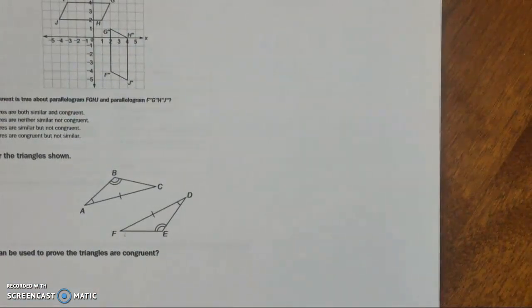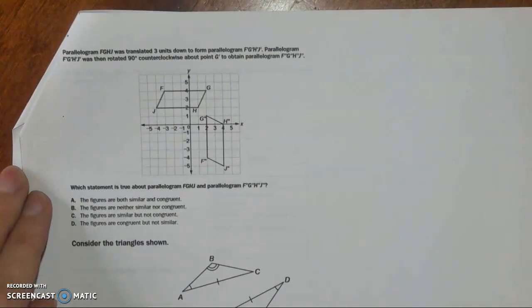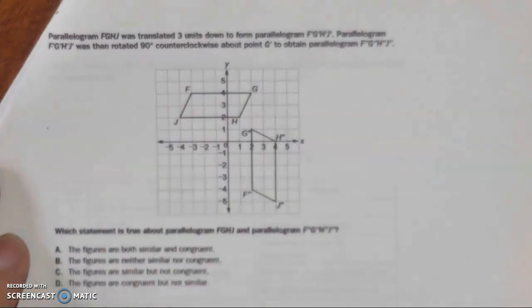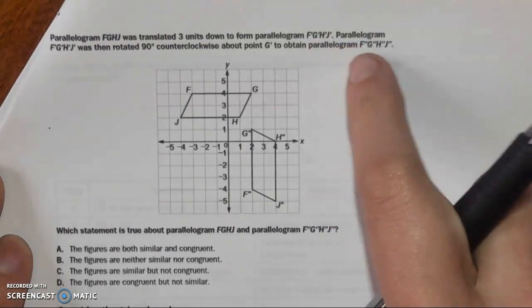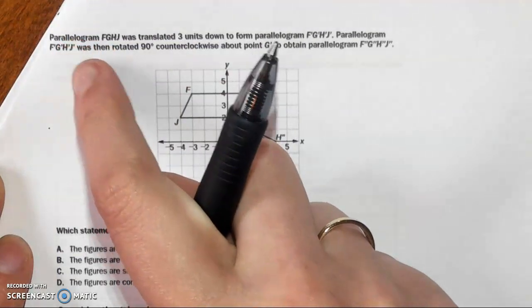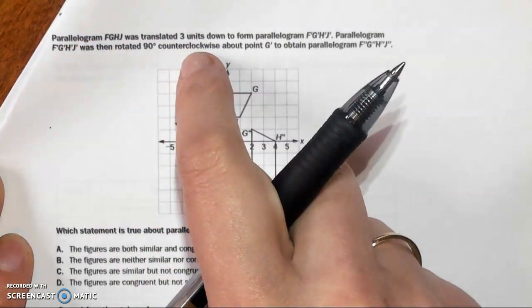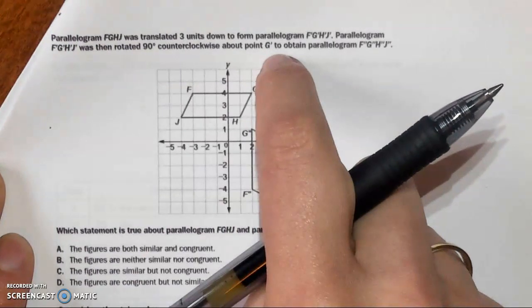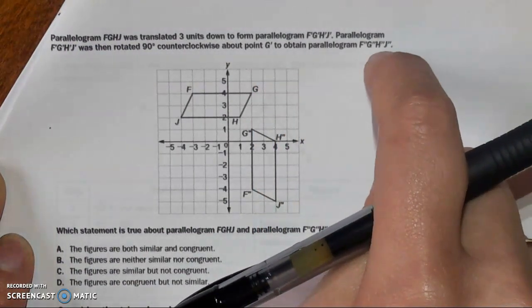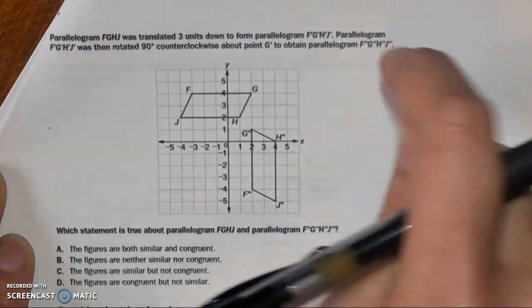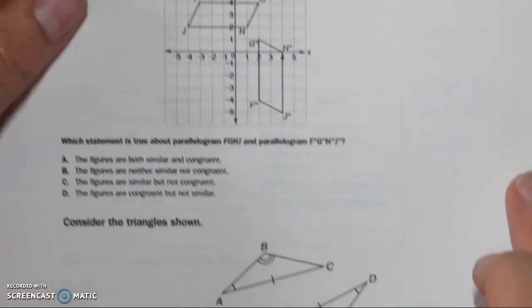So number 1 right here, let me make that a little bigger. It says parallelogram FGHJ was translated 3 units down to the parallelogram F prime. All of these are prime. Parallelogram, the one with the primes, was then rotated 90 degrees counterclockwise about point G prime to obtain parallelogram F double prime, G double prime, H double prime, J double prime. Those are all double primes because 2 transformations have occurred.